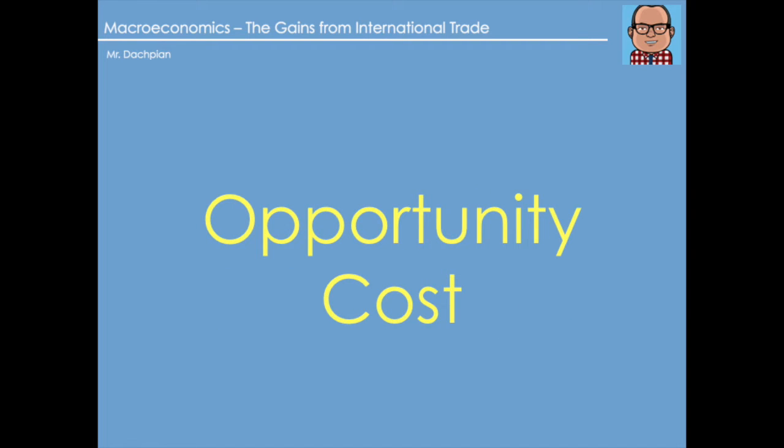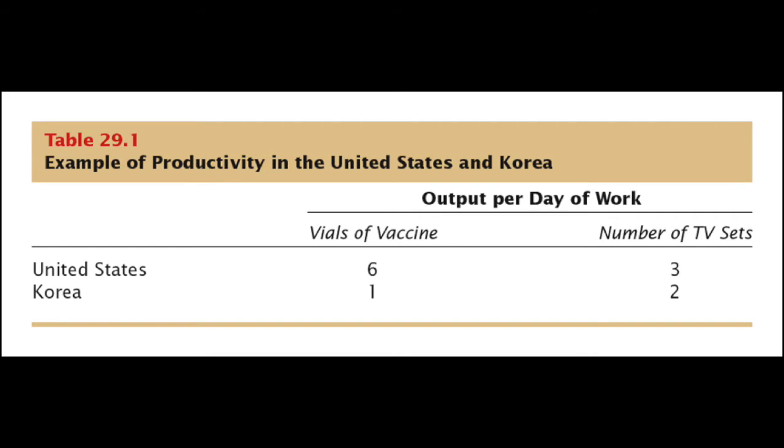If you recall, opportunity cost is the value of the next best foregone alternative that was not chosen because something else was chosen. This table provides an example of productivity differences of two goods, TV sets and vaccines, between two countries, the United States and Korea. The productivity is measured by the amount of each good that can be produced by a worker per day of work.